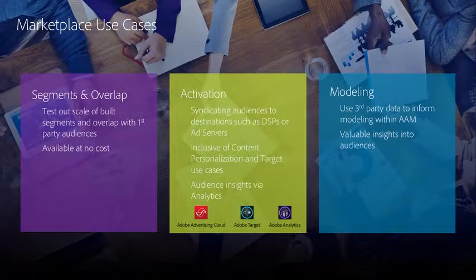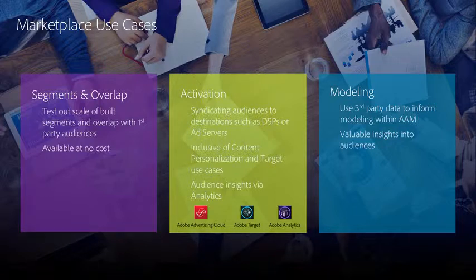There's three sort of umbrella use cases that we see customers use Marketplace for. The first is segments and overlap, and this is available at no cost to customers who have Marketplace. This allows you to look at the scale of your first-party audiences and see how that scale changes when you layer on second or third-party data. And we'll see an example of this in just a moment.